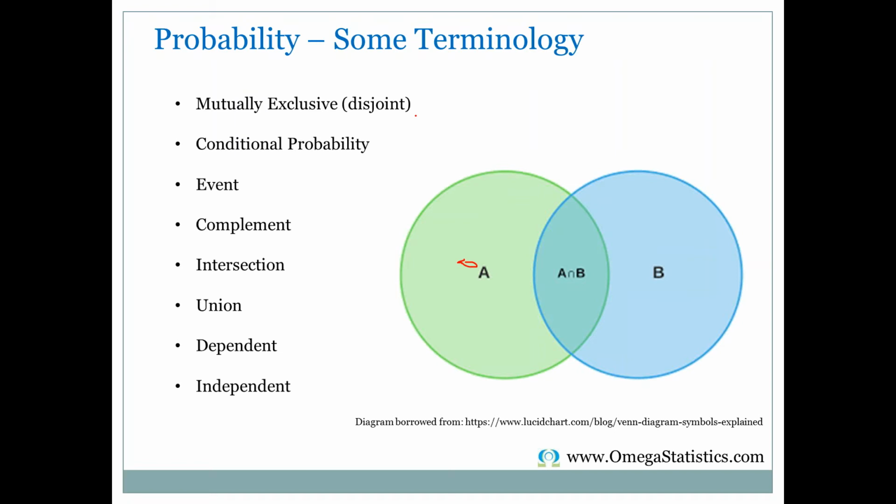Event, okay, and I already discussed that a little bit. That is the thing that's occurring. That's the something that's happening. Okay, so the probability that event A occurs, given that event B has occurred, is going to be this conditional probability.